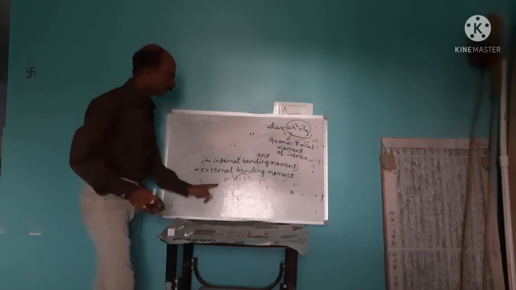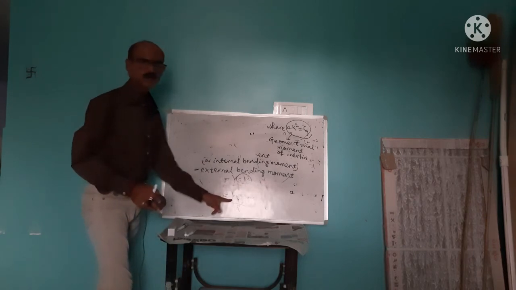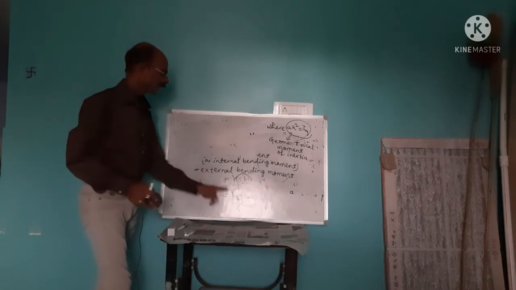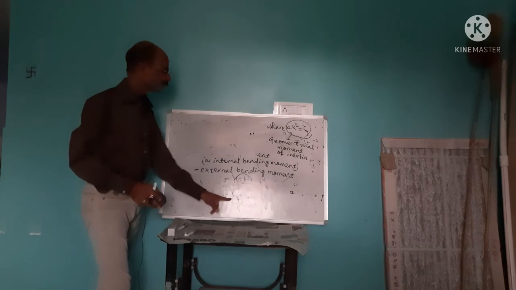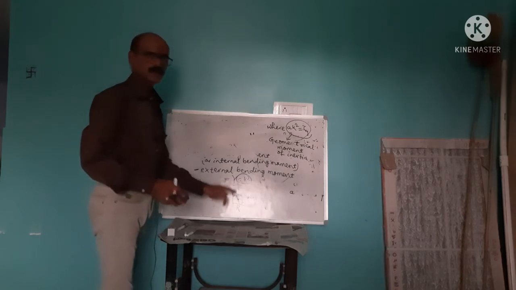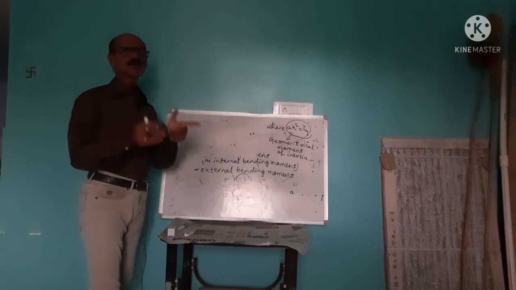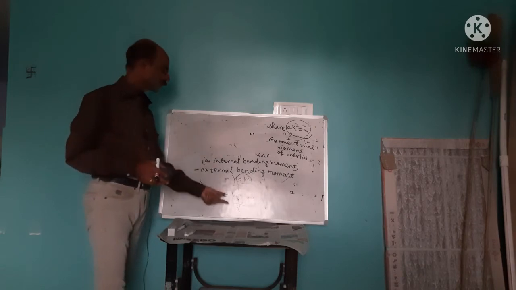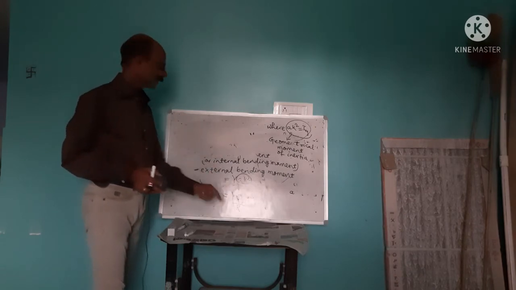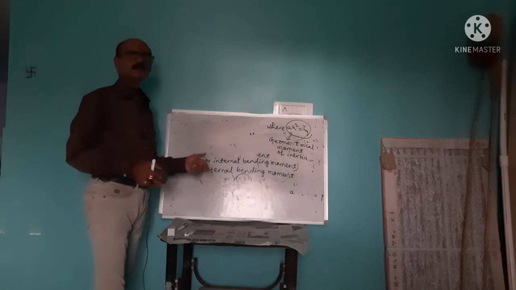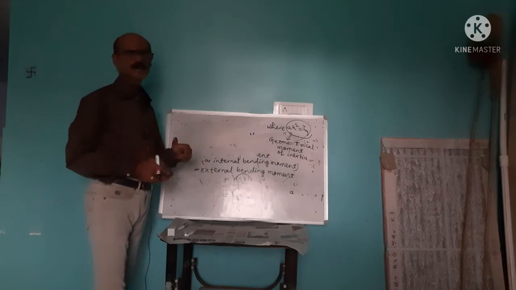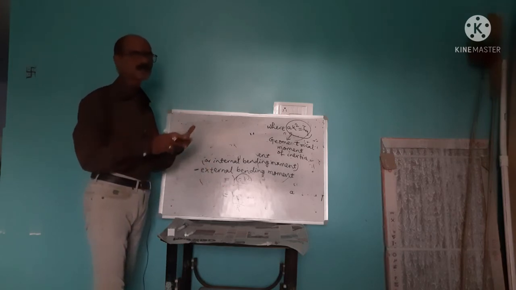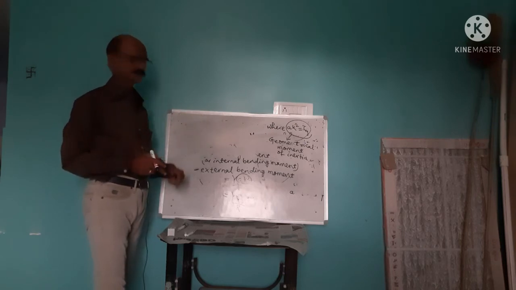Thus, this bending moment is directly proportional to Y. That means Young's modulus of a material. If Young's modulus of a material is more, then bending moment is more. That means its internal resistance to bending is more.